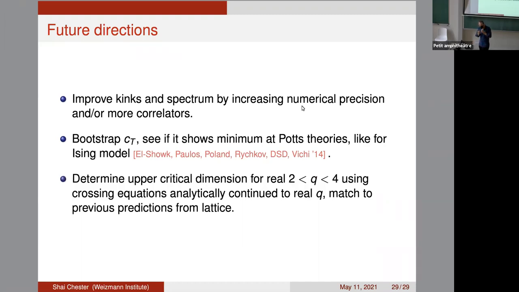An interesting comment, which was pointed out to me by Kai last week, is that it would be interesting to look at the upper critical dimension as a function of real Q between 2 and 4. So not just Q equals 3, which is what I've discussed so far, but generalizing the story. I think this should be possible because we do have the crossing equations as a function of real Q. That was worked out by Rong and Su in their paper.